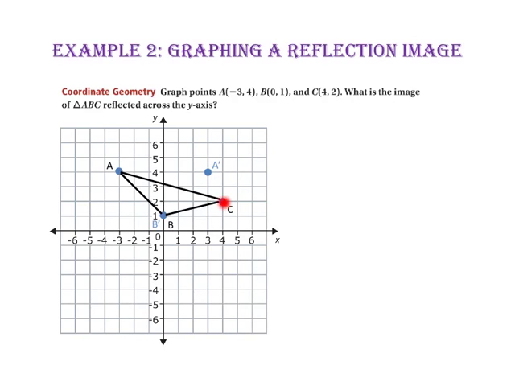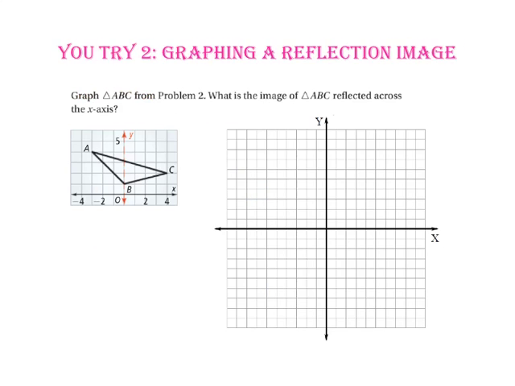Since point C is 1, 2, 3, 4 units from the line of reflection, C prime will be 1, 2, 3, 4 units from the line of reflection in the opposite direction. Finally, connect points A prime, B prime, and C prime to form triangle A prime, B prime, C prime. We have now reflected triangle ABC across the y-axis, giving us triangle A prime, B prime, C prime.